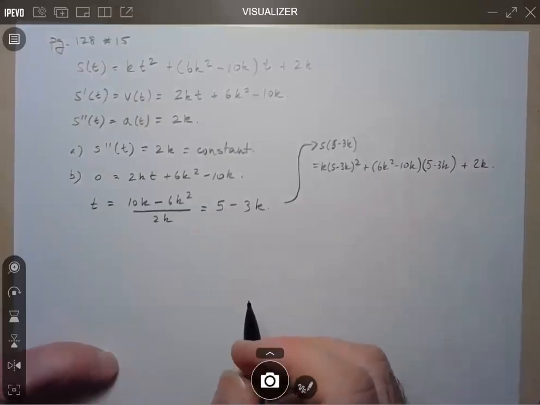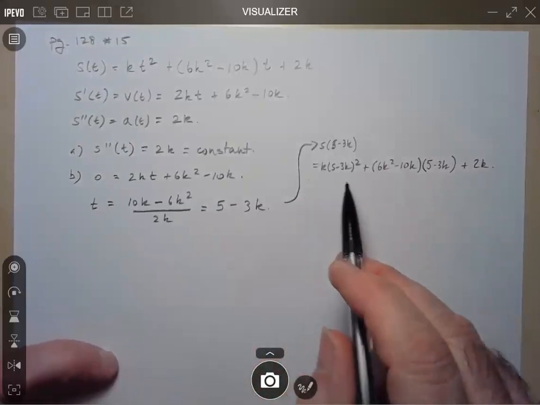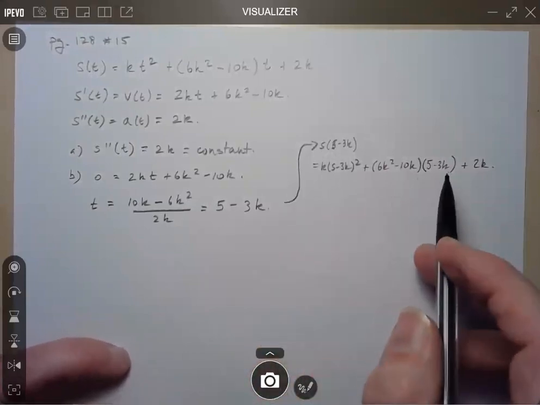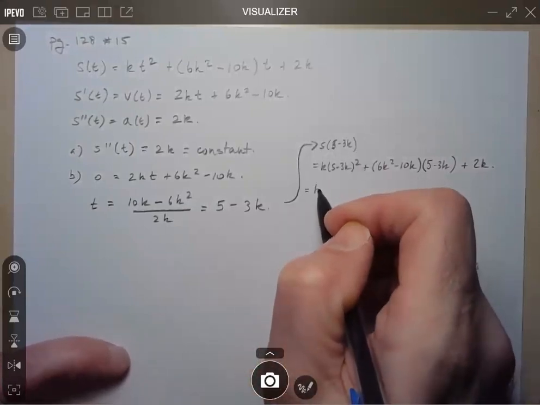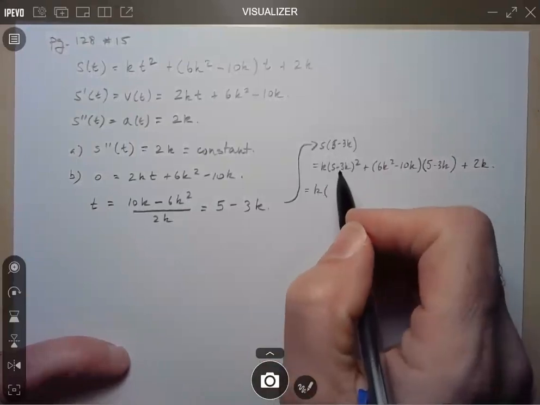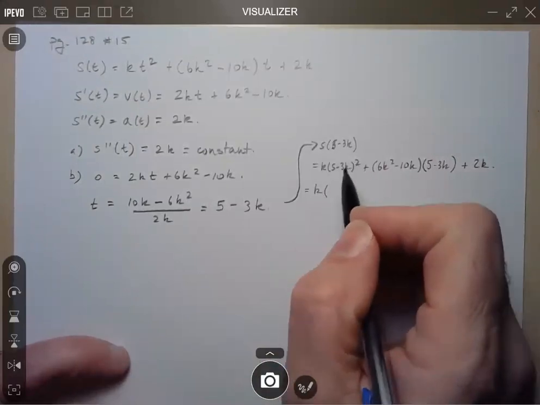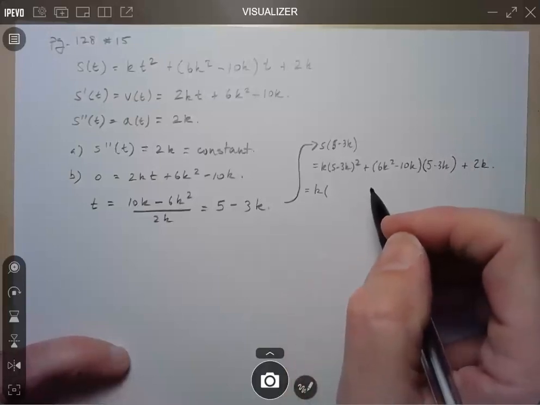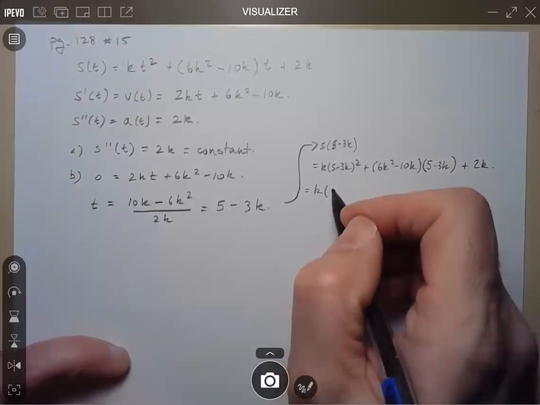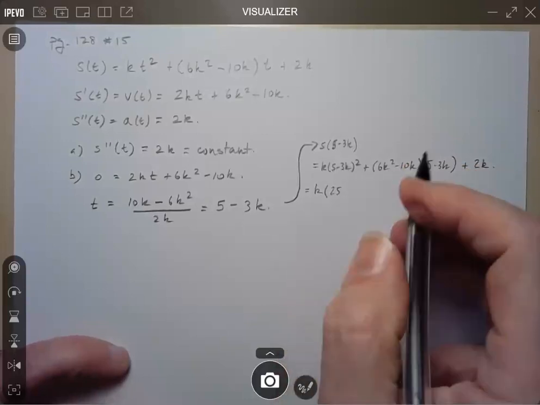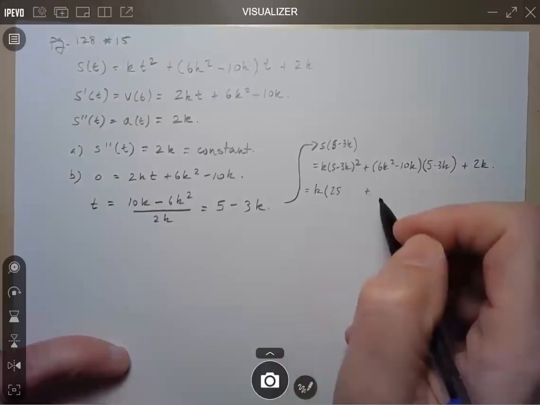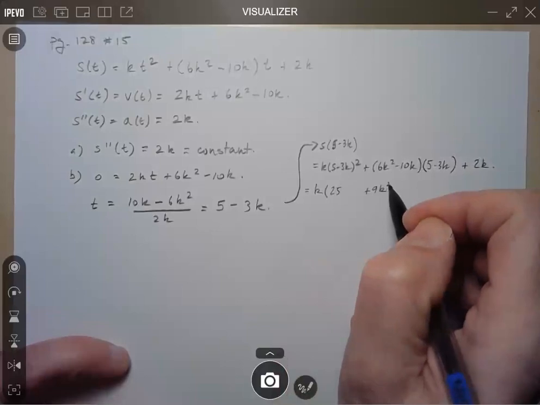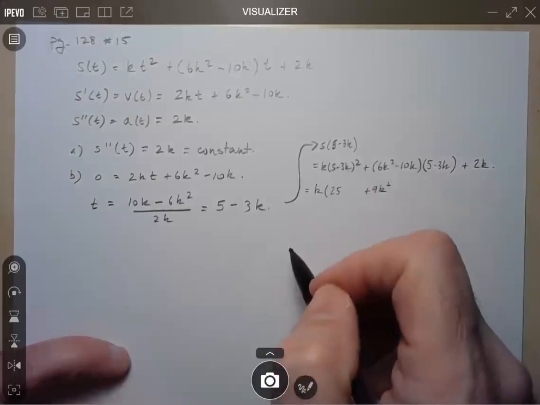Honestly, folks, this is just one big distribution problem. It looks awful, but really it's just distribution. First, we have a binomial to square. You can either write it out, or use the little trick for squaring a binomial: you square the first, you square the last, so 3k times 3k is 9k squared, and then it's twice the product of first and last.